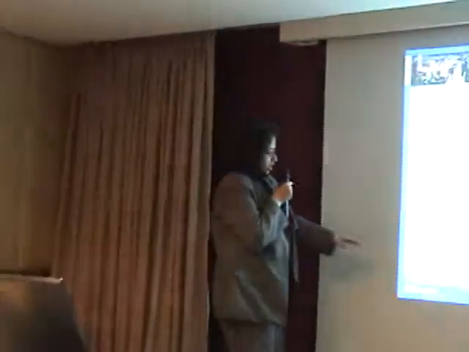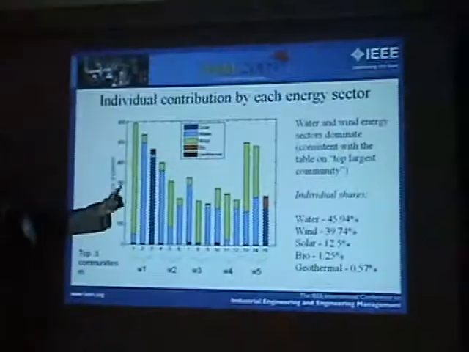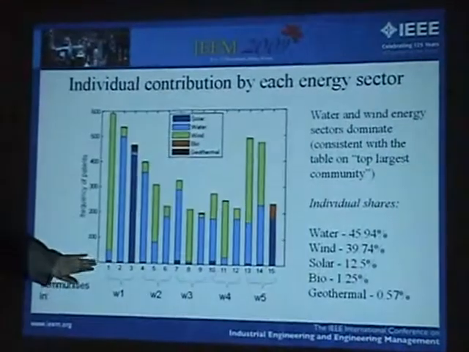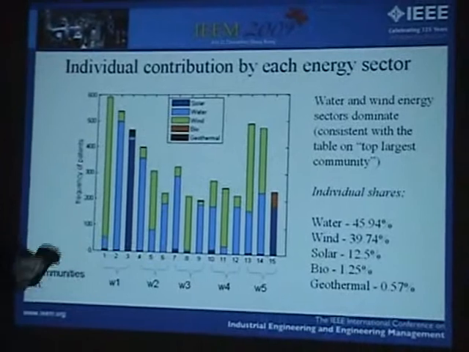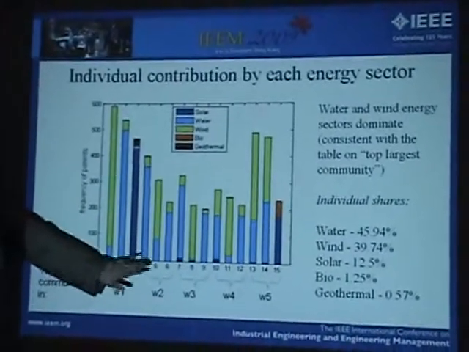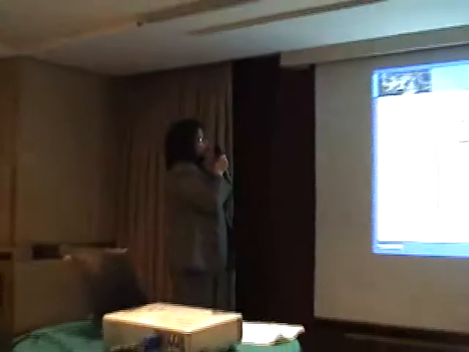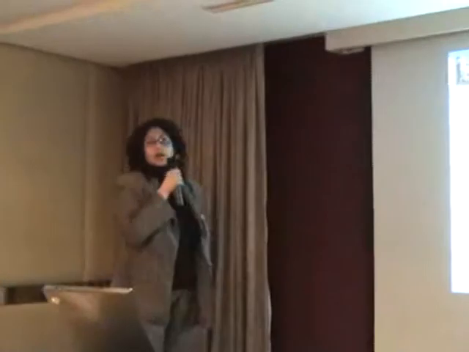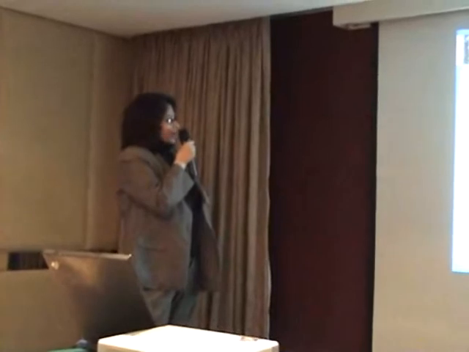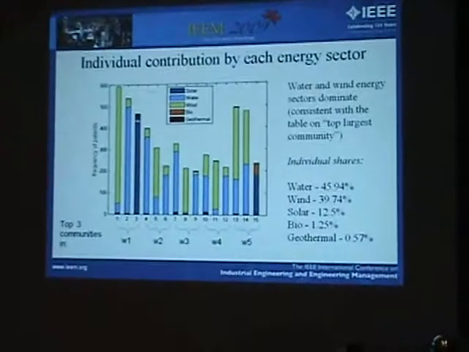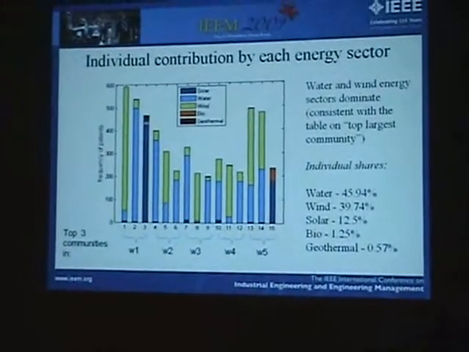This is the individual contribution by each energy sector. The first 3 bars are for the first largest, second largest, and third largest community in window 1. Again, these 3 as the first, second, and third largest in window 2, and then we have it for all the windows. As you see here, water and wind, absolute dominance over all the sectors. Bio, geothermal, they are coming up, but then they have an absolute dominance, and the individual shares you can see over there.